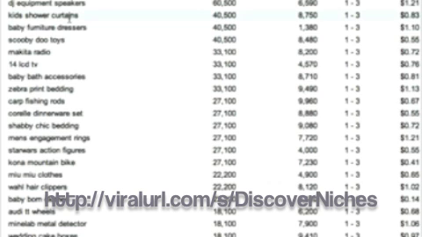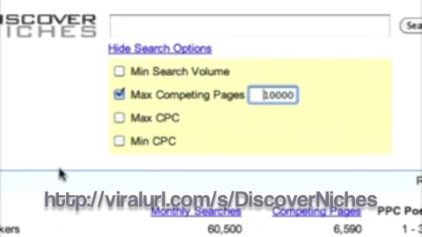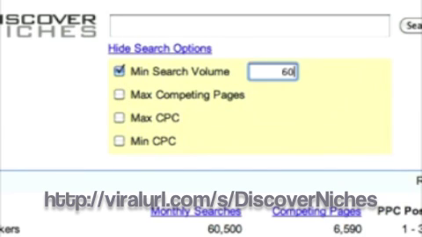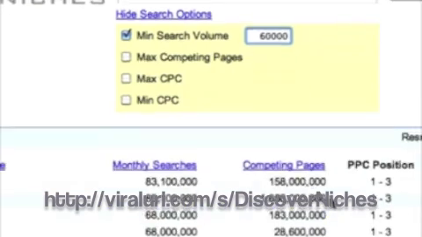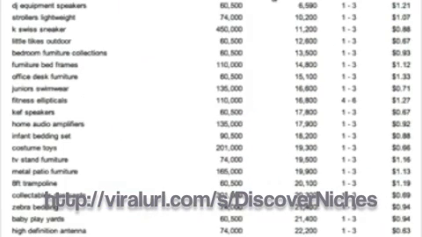Okay, let's try something else. Let's say that we want to go after just the huge search volumes, okay? Let's say we only want to look at something that gets more than, say, 2,000 searches a day. So 60,000 searches a month is our minimum search volume. And then let's say we want to sort that in descending order of competing pages. So now we're going to look at huge search volumes and low competition.